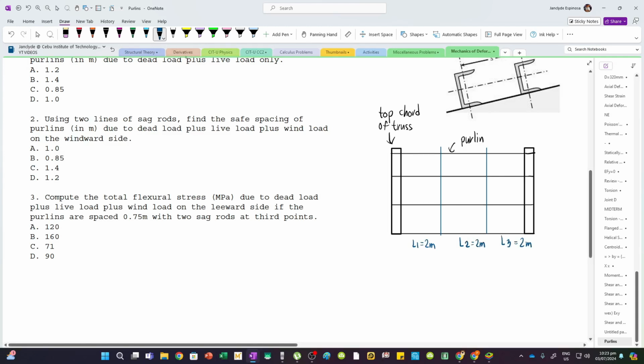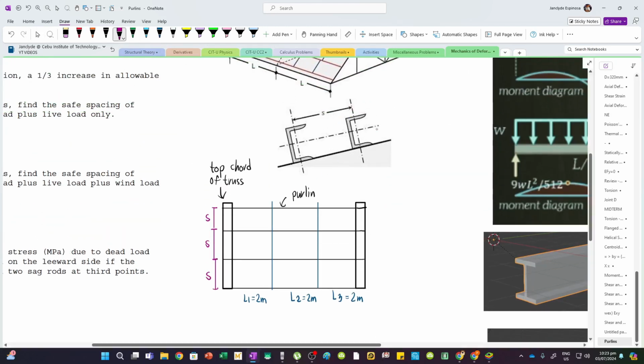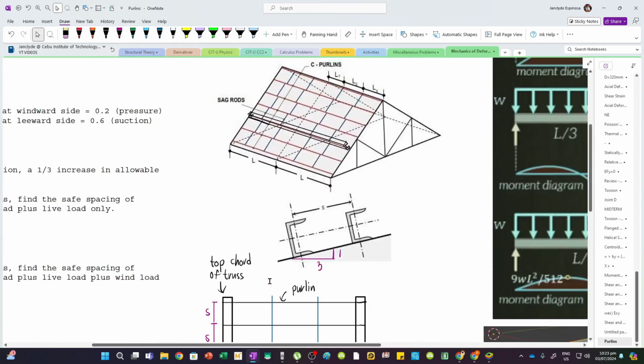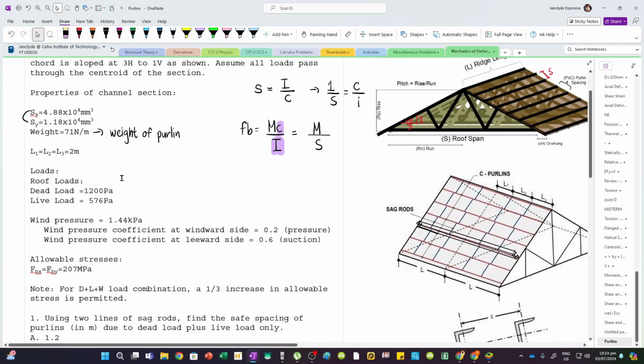And then, di ba, yung spacing ng purlins yung gusto natin. So, we have this spacing. Yan. And then, sa side view, we have this figure. So, let's say this is, di ba, 3 vertical, 1 horizontal. Copy natin to. Now, aside from the weight of the purlin, we are also given the loads. We have roof loads, which consist of the dead loads and the live loads. So we have 1,200 Pa, which is 1,200 Newton per m squared, and then 576 Pa is 576 Newton per m squared. Ito kasi yung unit ng Pascal.